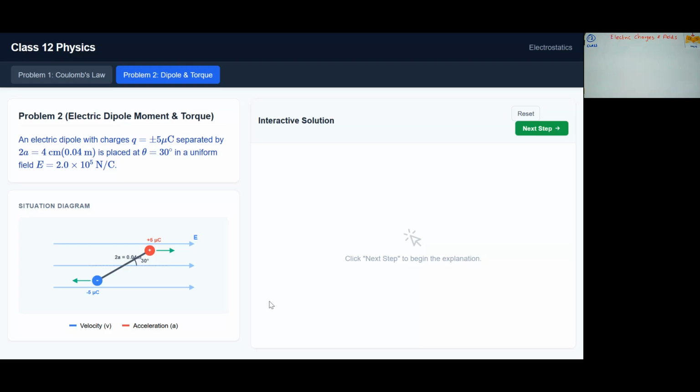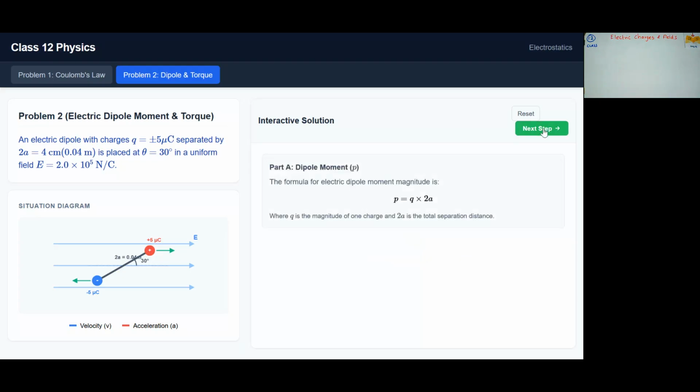But be very careful here. A common mistake is to plug in half the distance for 2a. The variable 2a represents the entire distance between the charges, not the half distance. Now, click the next step.